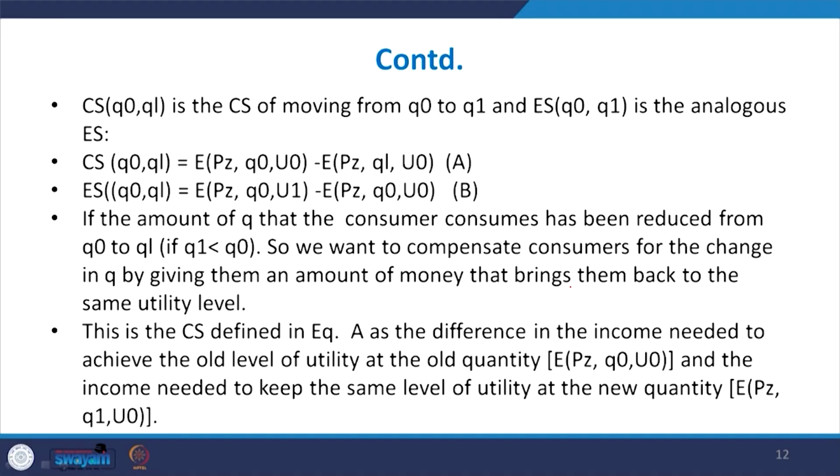This is the compensated surplus defined in equation A, as the difference in the income needed to achieve the old level of utility at the old quantity. So, obviously, here it is the amount of money spent on the Z product by the consumers when the utility is given, U0, and the quantity of environmental product is Q0, and the income needed to keep the same level of utility at the new quantity, where Q0 is shifted to Q1, but utility remains constant.